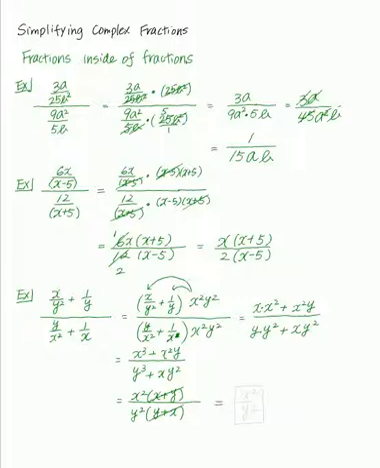Now, x plus y and y plus x, they're actually the exact same thing, for the same reason that 2 plus 3 is 3 plus 2. So the x plus y's reduce completely. And I'm left with x squared over y squared. And I can't go any further with that. They're different letters, so that is my final answer.